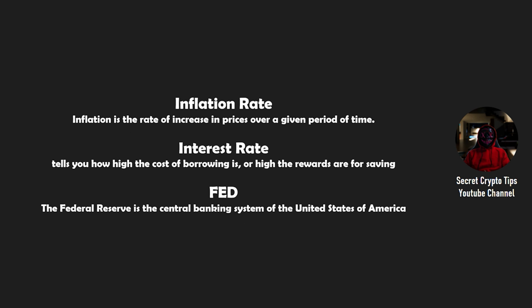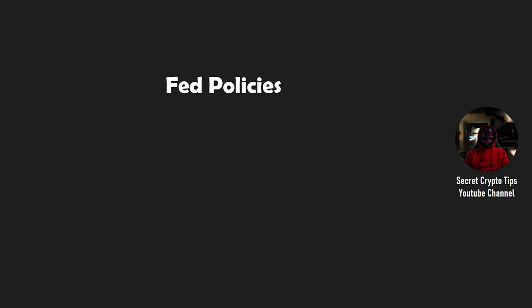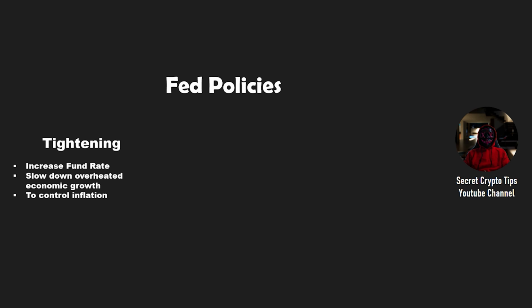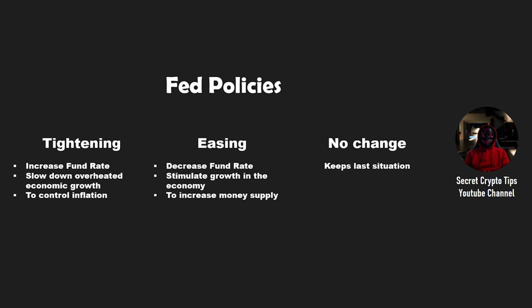And to put it simply, the Fed has 3 monetary tools to do their job: tightening, easing, and no changing. Tightening policy occurs when central banks raise the federal fund rate. Tight monetary policy is an action undertaken by a central bank such as the Federal Reserve to slow down overheated economic growth. Central banks engage in tight monetary policy when an economy is accelerating too quickly or inflation, overall prices, is rising too fast.